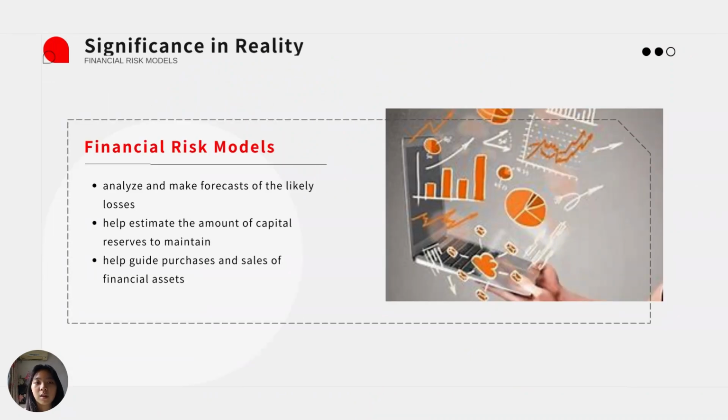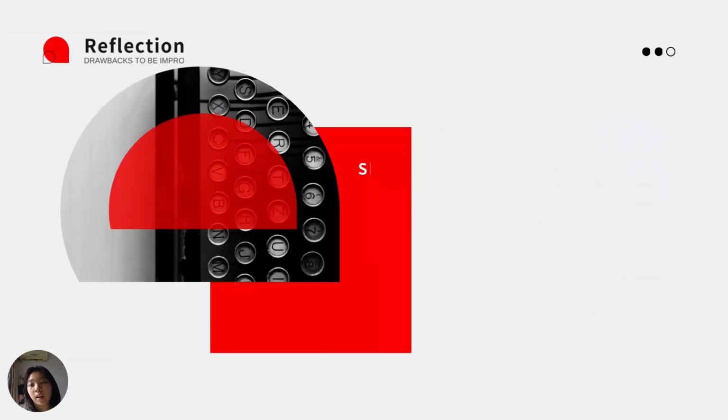So, first of all, these financial risk models are significant because they allow us to analyze and make forecasts of the likely loss, which help us to estimate the amount of capital reserve to maintain and guide purchases and sales of financial assets. It allows us to make the theoretically optimal choices and help stabilize the economy.